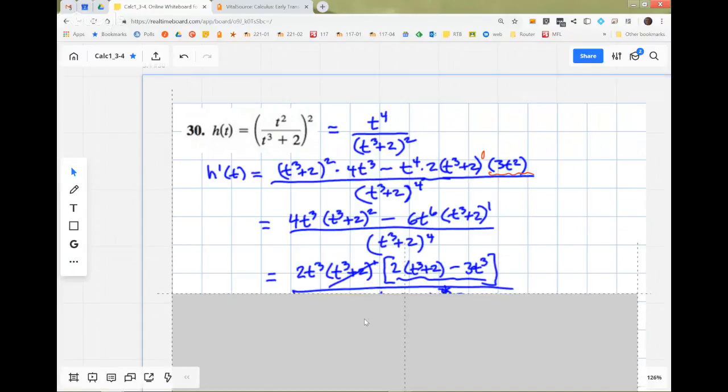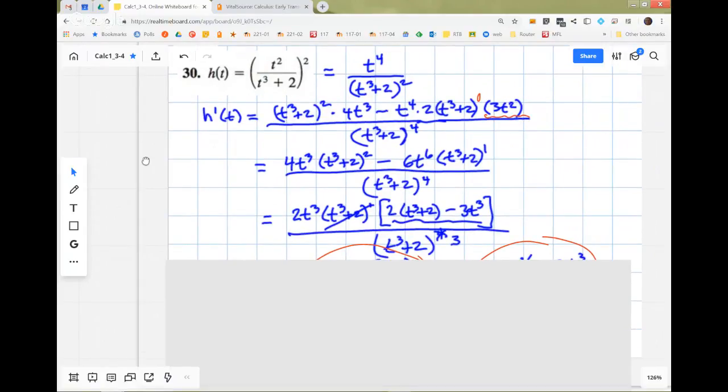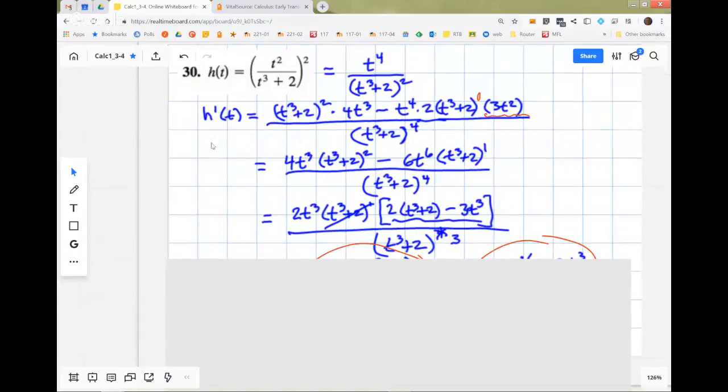And then, okay, let's see what happened here. So here we go with factoring again. Term 1, term 2 of the numerator. For 4t cubed and negative 6t to the 6th, I can take out a 2t cubed. For t cubed plus 2 to the second, t cubed plus 2 to the first, I can take out a t cubed plus 2 to the first.